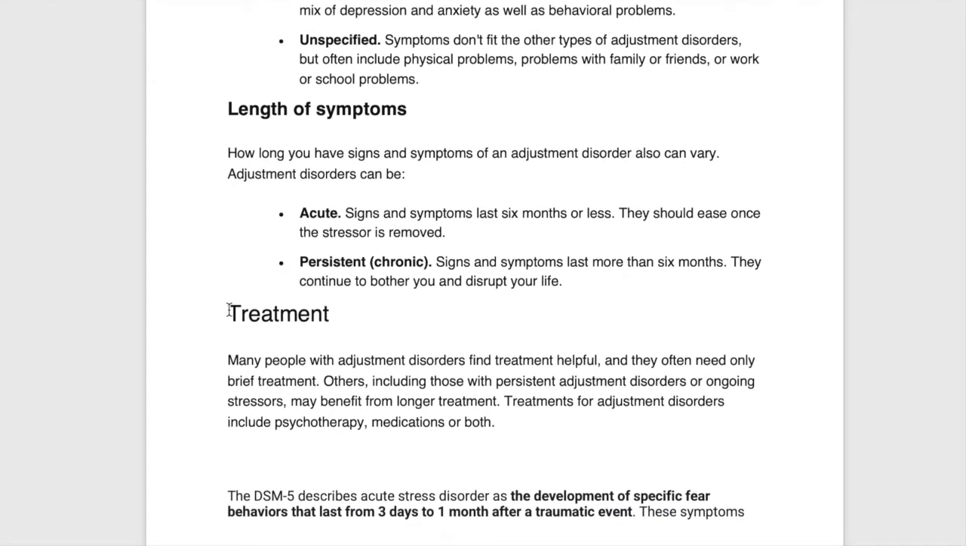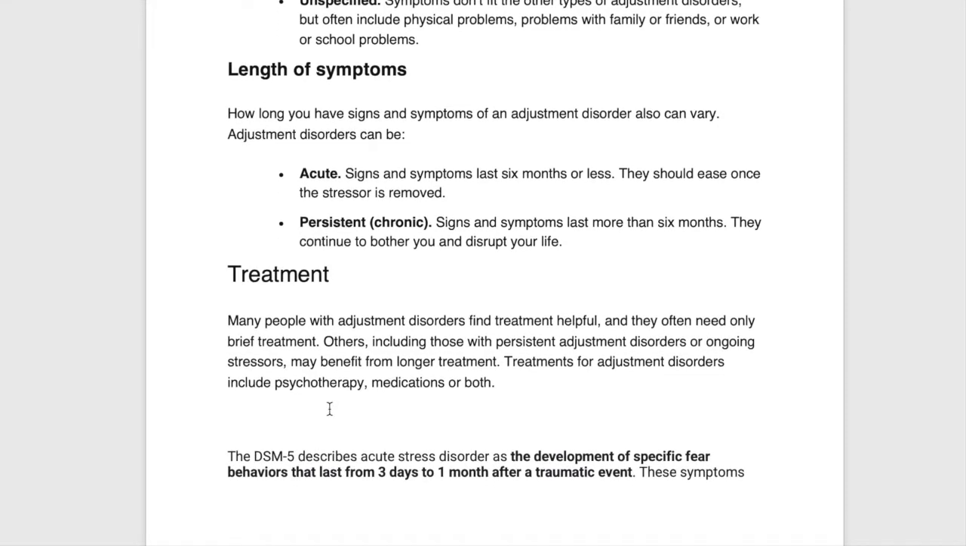So you can see here the length of symptoms. Usually they're going to last 6 months or less. Things usually get better when the stressor is removed, or there's been a gradual transition into things. Signs and symptoms that last more than 6 months are known as the persistent and chronic ones. They can continue to disrupt life, but typically we don't really see them last that long. It's usually within that 6-month period.